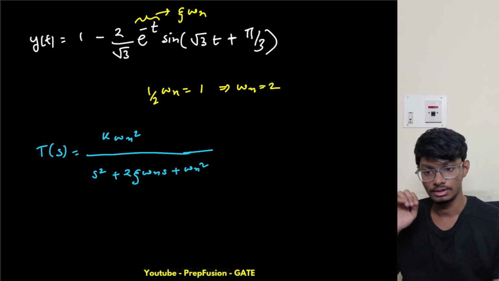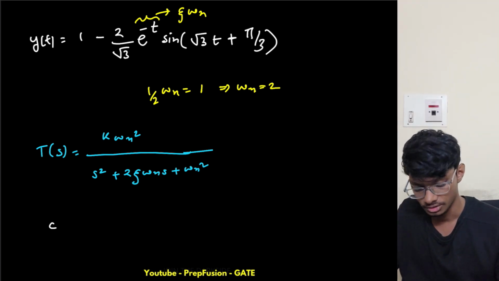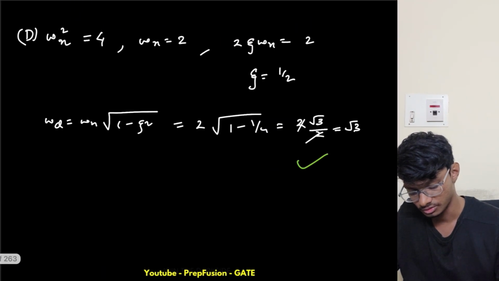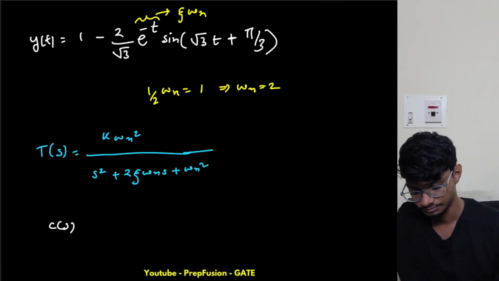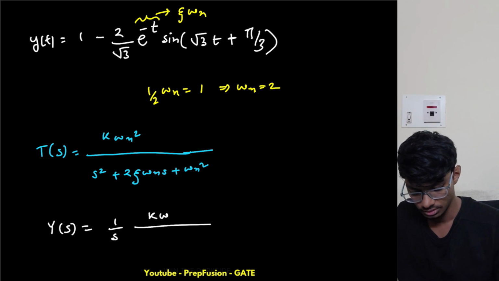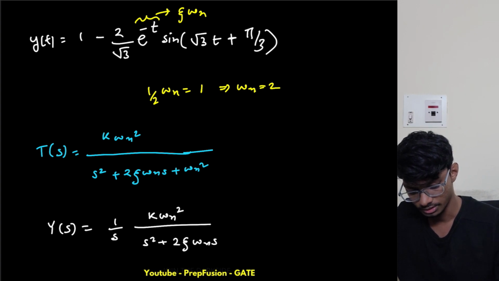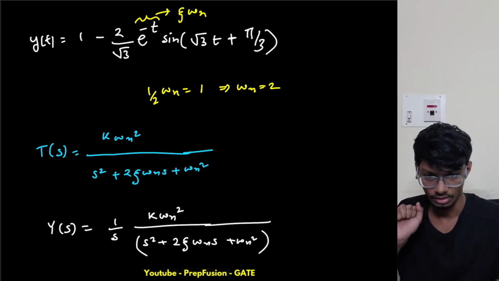Now let's check what my output response is for this one. I am giving a unit step. So my C of s, is this C or Y? This is Y, so I will write Y. Y of s equals 1 over s into k omega n square divided by s square plus 2 zeta omega n s plus omega n square. So this is basically my response.